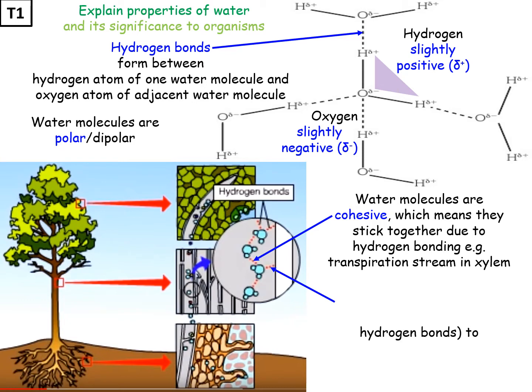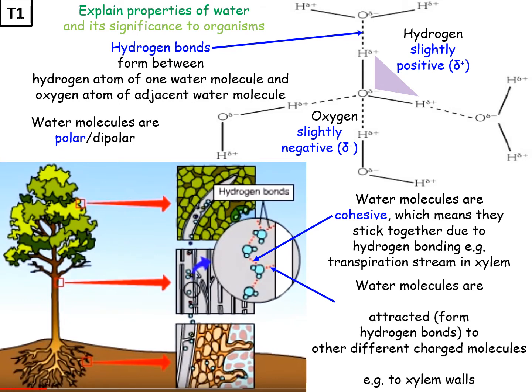Another example of this is the hydrogen bonds that form between water and other different charged molecules, which could be either polar or ionic, such as those in the xylem walls, and this property is known as adhesion. So water molecules are adhesive when they can form hydrogen bonds to other different charged molecules that are polar or ionic that are not water.